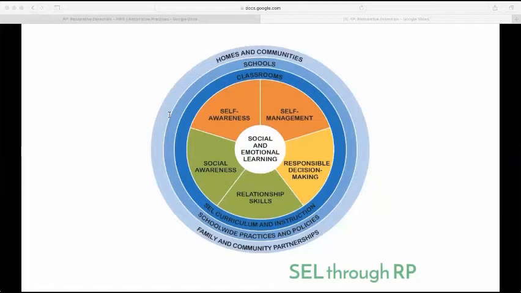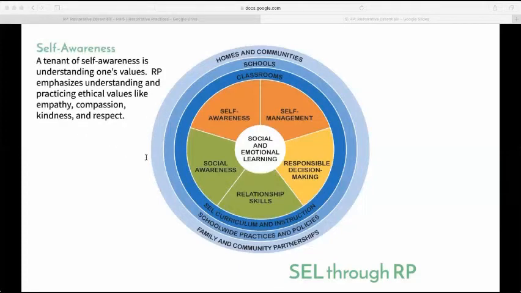RP and SEL are both used to improve school climate by strengthening student to student, staff to staff, and student to staff relationships. Restorative practices and SEL can be implemented together to improve school or classroom climate, improve attendance and engagement, reduce exclusionary discipline practices such as suspensions, and reduce disproportionality in discipline. Let's examine how SEL and restorative practices are complementary.